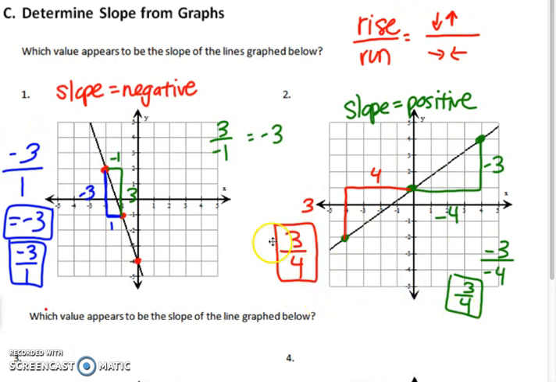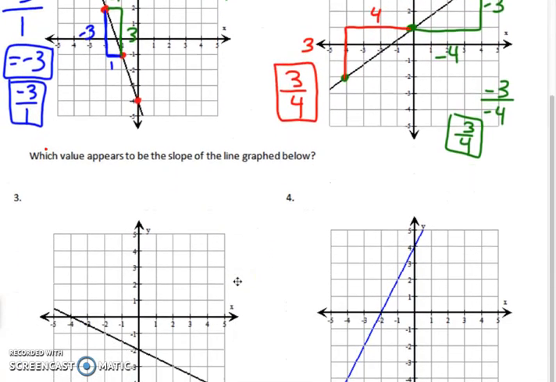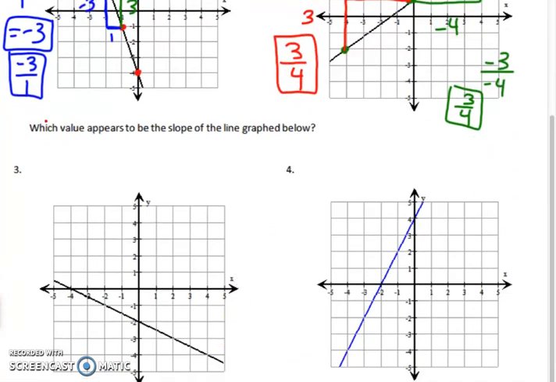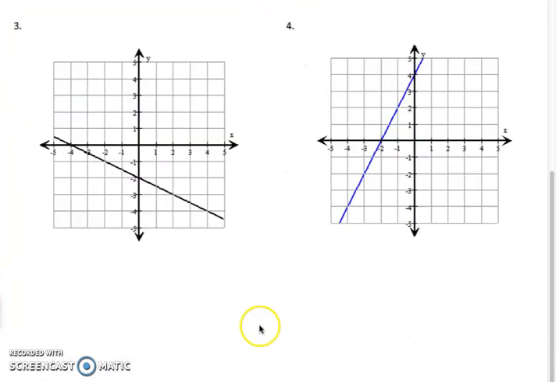Okay, but to double check yourself, as you know, this is a positive number because the line is going up. So I want you to try these two on your own. So press pause, and then I will go over the answer.